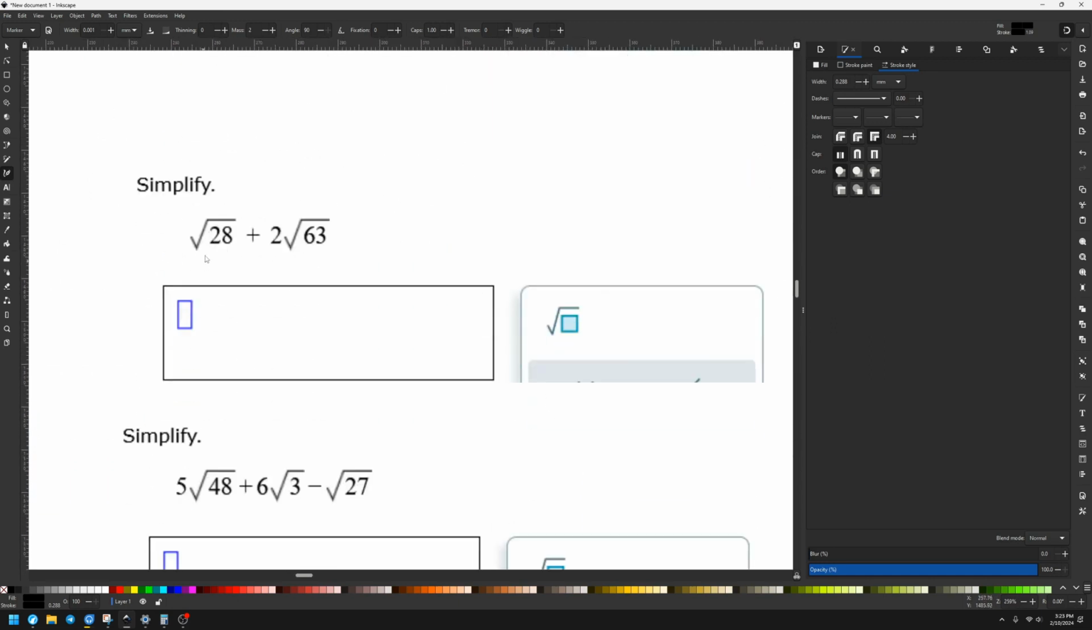Simplify. The square root of 28 plus 2 times the square root of 63. The square root of 28, we can write as the square root of 4 times the square root of 7, plus 2. Fast forward, 2 times the square root of 63 would be the square root of 9 times the square root of 7. The square root of 4 is 2, so 2 root 7.